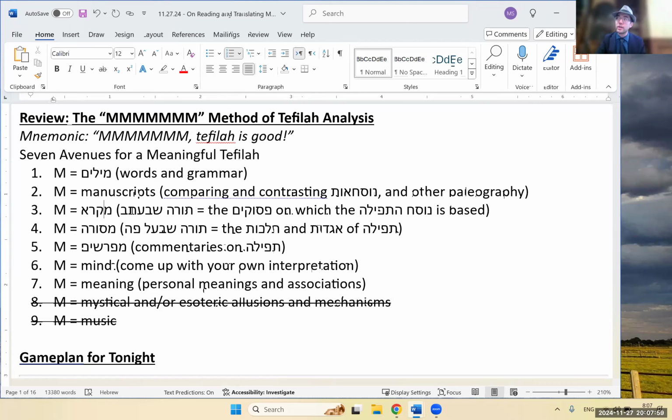It's all theorizing, and oftentimes you actually get a machlokus in how to interpret the Tefilah or how to read the Tefilah based on which pasuk you theorize it comes from. So that's where all the fun is.